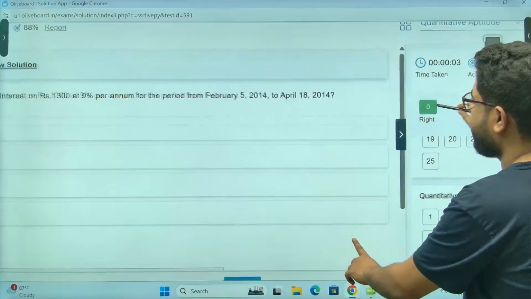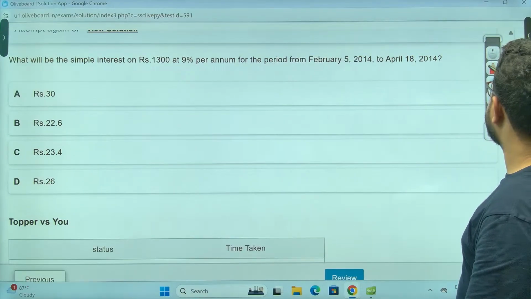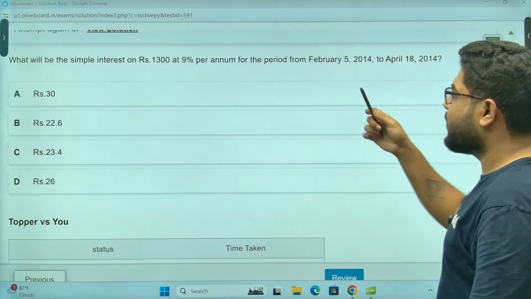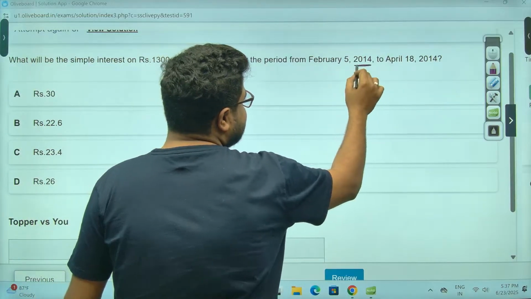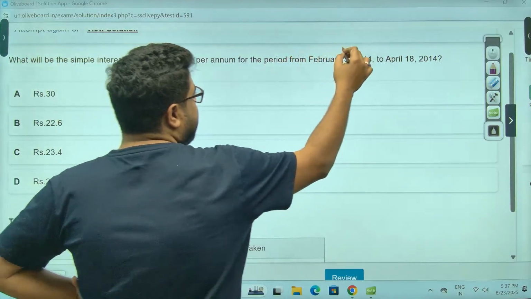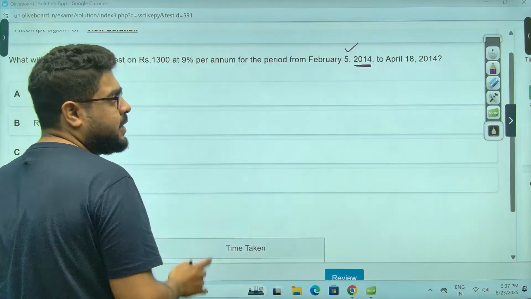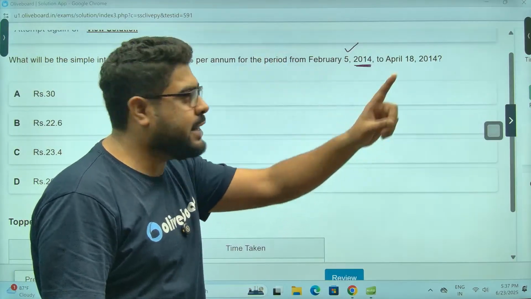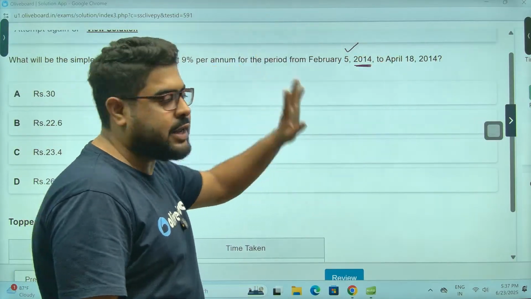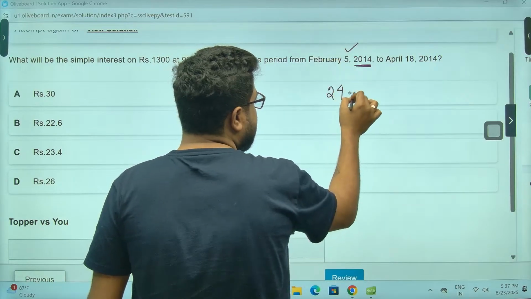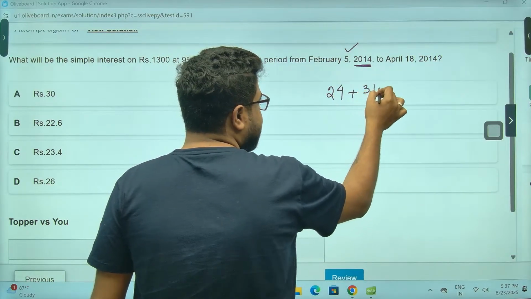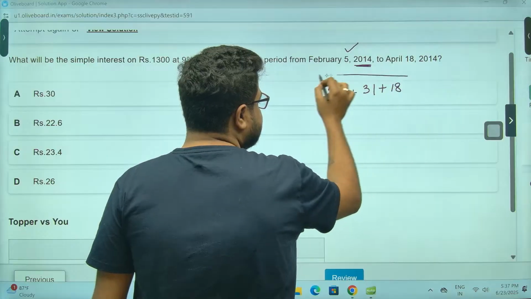Next one. What will be the simple interest rate? Sir, day calculate करना पड़ेगा. 2014 means it's a non-leap year, right? 5th से start है to 28. So 28 minus 5 is 23, 1 day extra because day 5th also have to take. So total number of days, sir, 24 days in February. March is 31 days. April, first 18 days. These are the number of days.